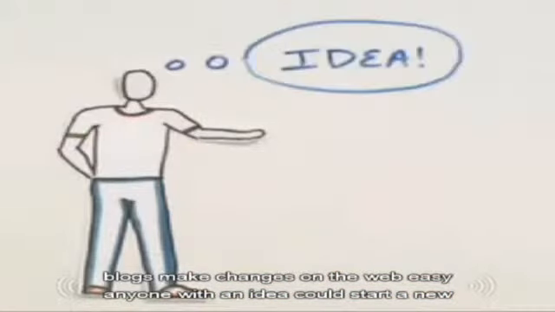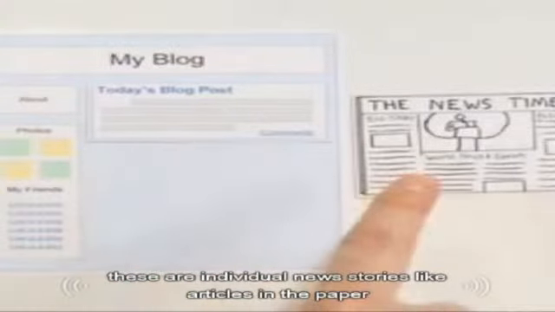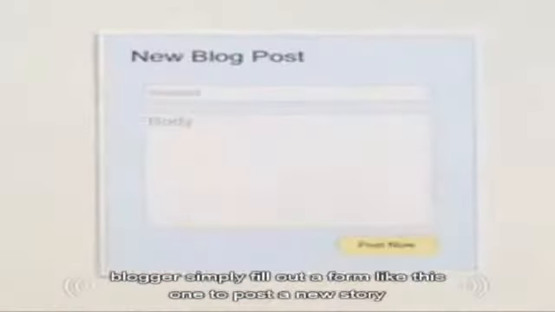How did this happen? Well, blogs made sharing news on the web easy. Anyone with an idea can start a new blog with the click of a button and share news minutes later. Here's how blogs work. Blogs are websites that are organized by blog posts. These are individual news stories, like articles in the paper. Bloggers simply fill out a form like this one to post a new story.